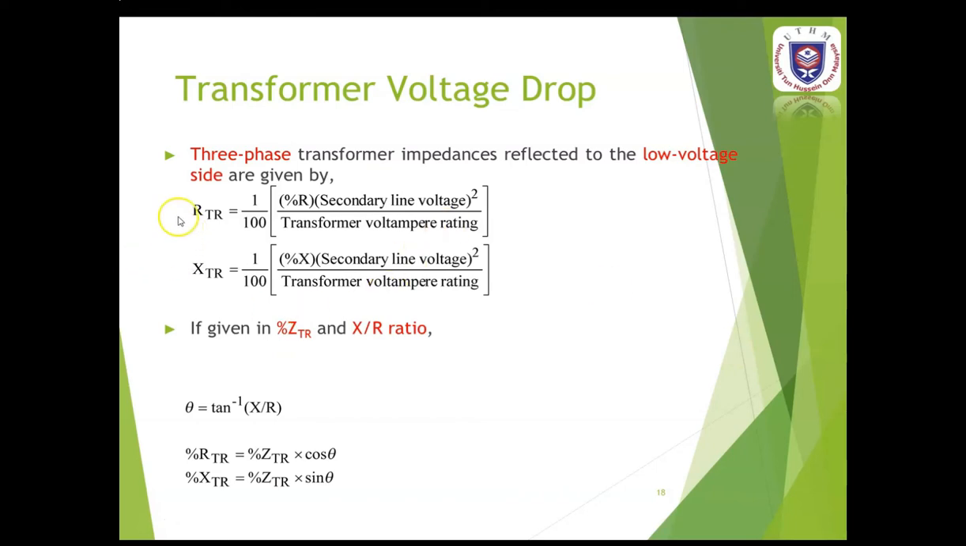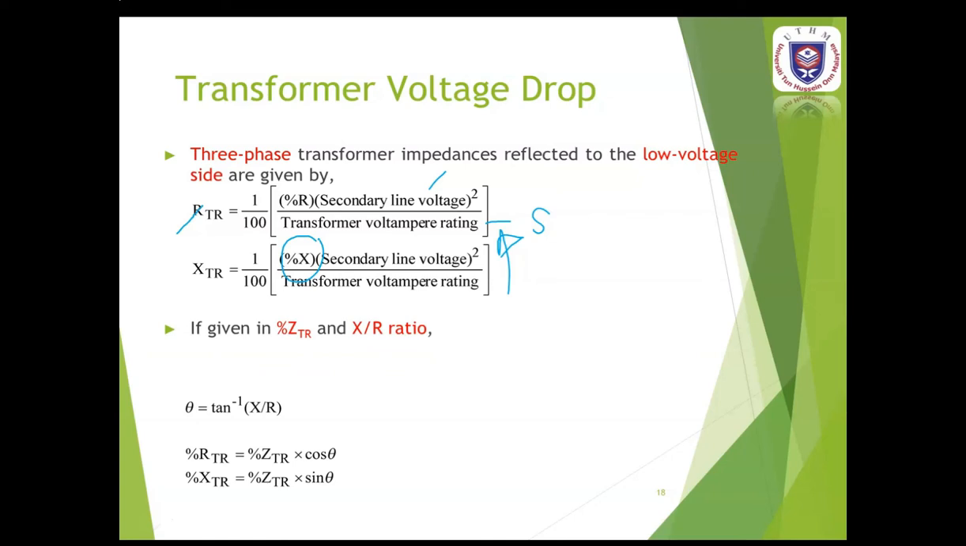The first one is the resistance of the transformer: 1/100 times the percentage of the resistance times the secondary line voltage squared, divided by the transformer volt-amp rating, which is the apparent power. For the reactance of the transformer, it is the same equation as the resistance, but you just substitute the resistance with the percentage of the reactance. Others are almost the same.